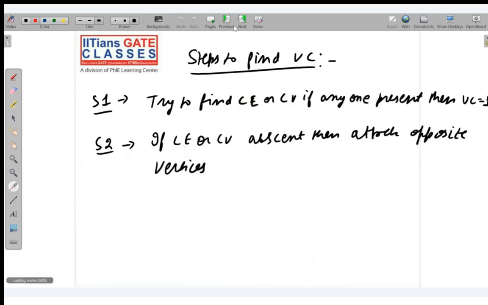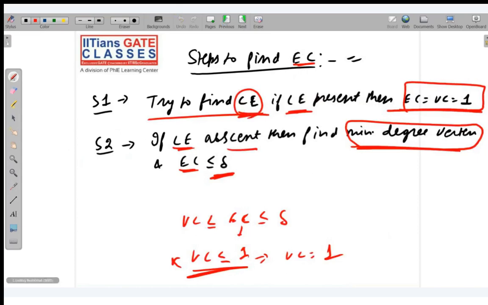Okay. So how to find vertex connectivity? Try to find a cut edge or cut vertex. If any is present, vertex connectivity is 1 for sure. If a cut edge is present, as I have told you previously also, then vertex connectivity as well as edge connectivity will be 1.